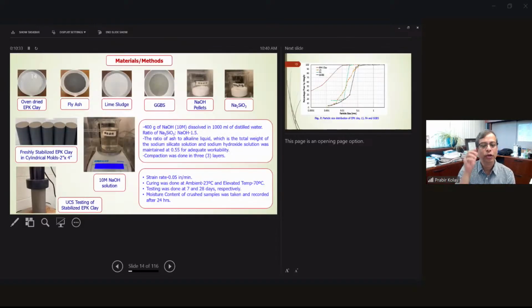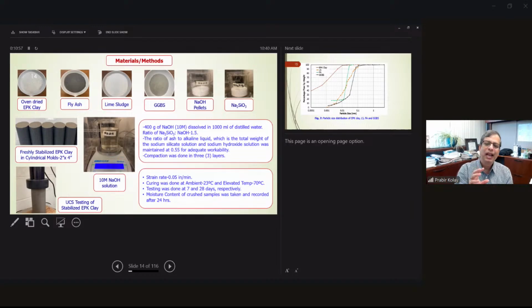So, I'm not going to go into detail on the procedure. Basically, the sodium hydroxide is very important. In this case, we use a sodium hydroxide to sodium silicate ratio of 1.5. And the ratio of the ash to alkaline liquid, which is the total weight of the sodium silicate solution and the sodium hydroxide solution, is maintained at 0.55.